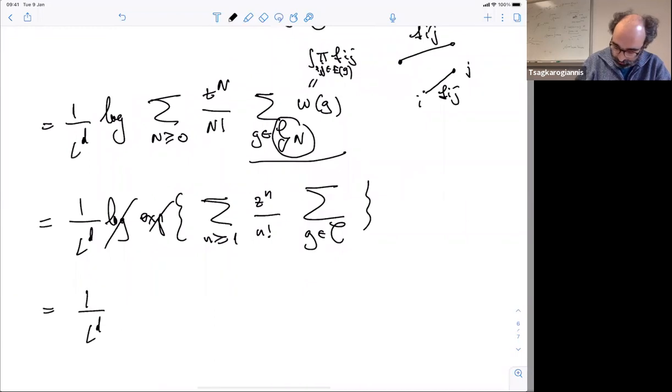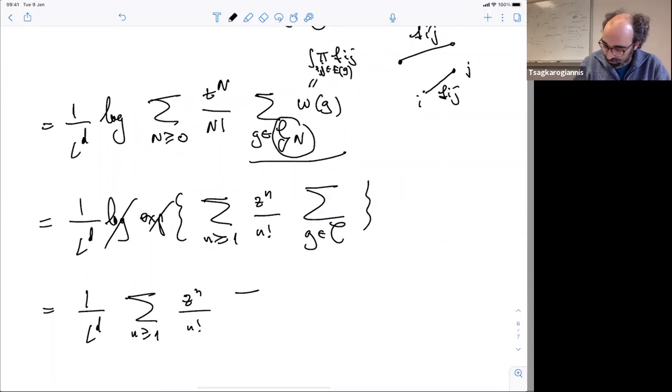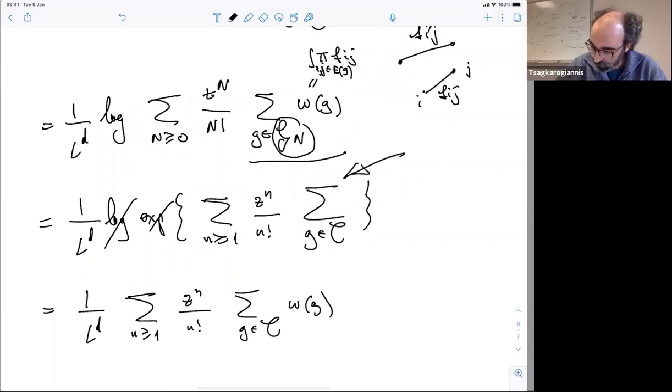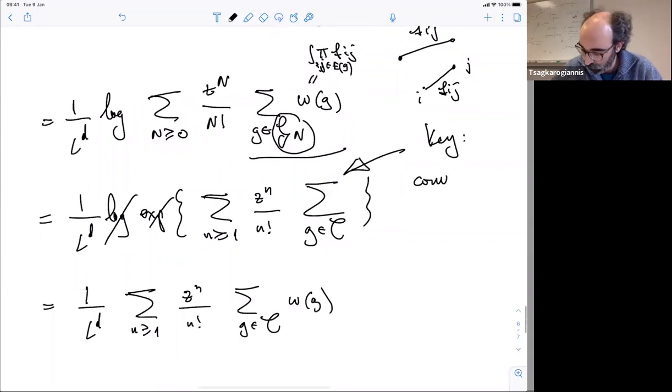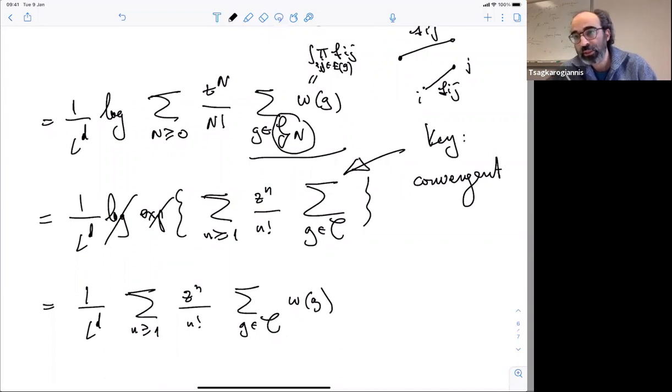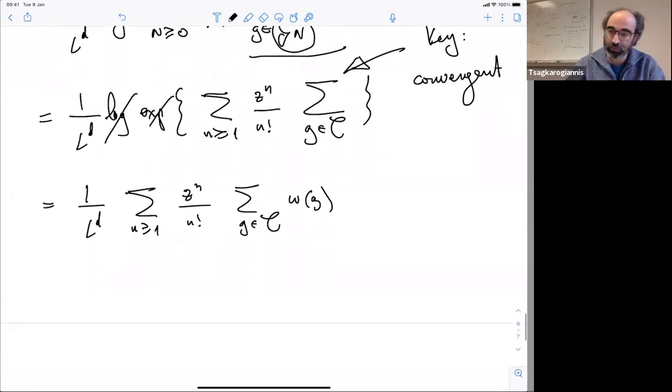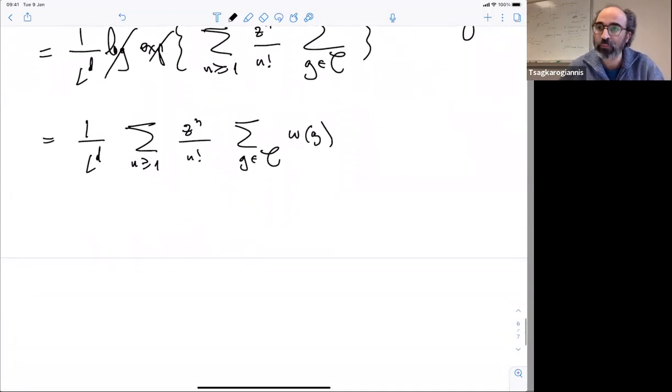Properly scaled with L to the D. So this is how this cluster expansion is performing. Of course, the key point here is it has to be convergent, and it is convergent only in special cases. I don't have time now to comment on it. I should somehow come to the conclusion and maybe spend 5 minutes to the remind.